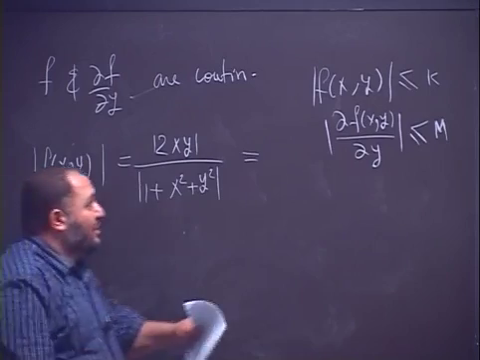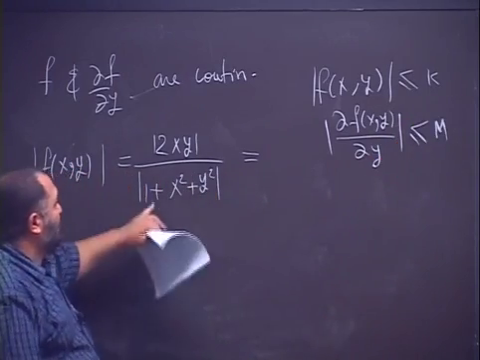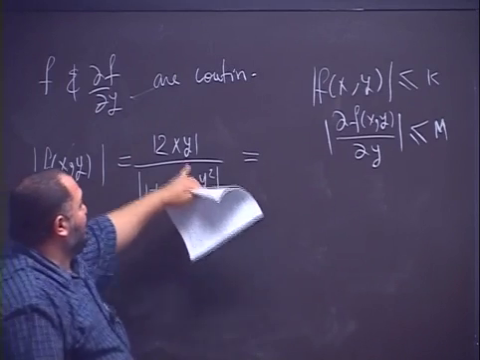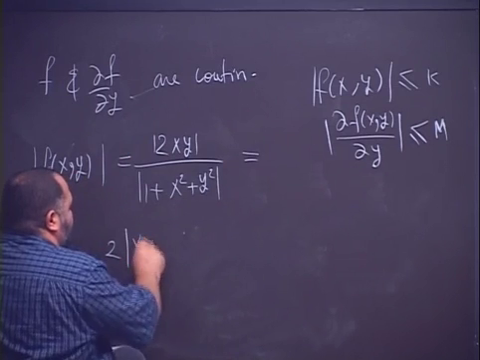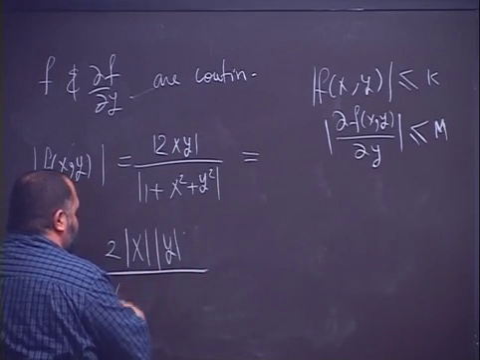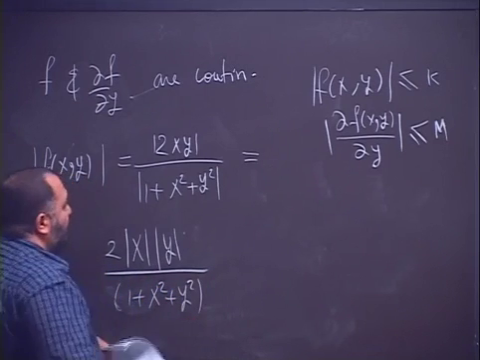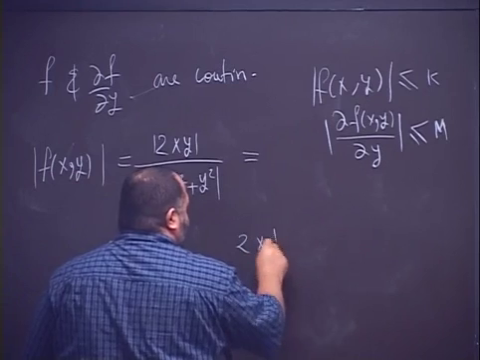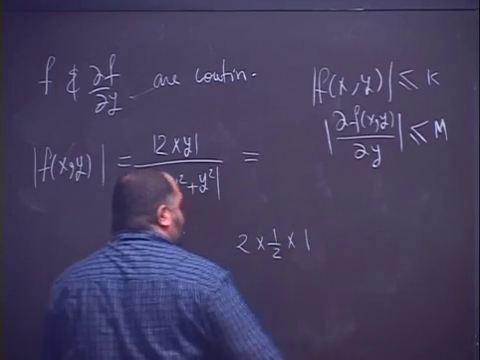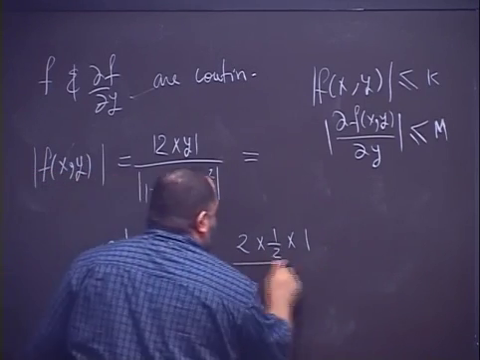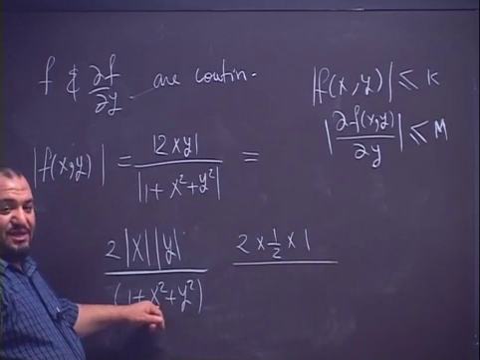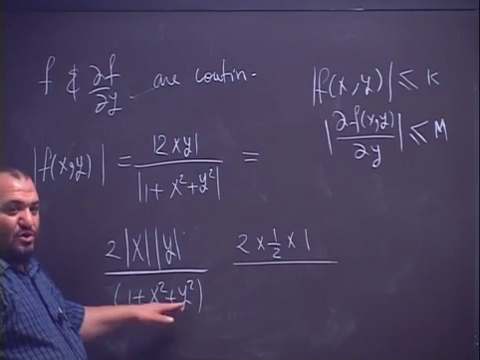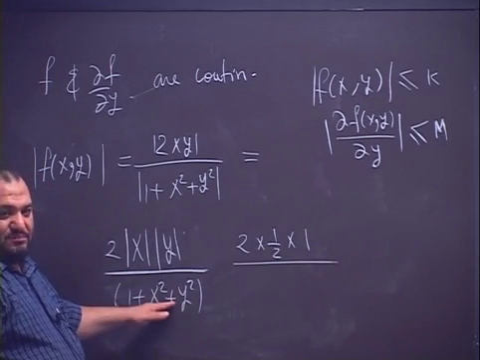Yes, guys? So if we want to calculate the upper value here for the slope, we want to maximize this. So maximizing, this is equal to 2 multiplied by the absolute value of y multiplied by the absolute value of x divided by 1 plus x squared plus y squared. If I want to maximize it, what's the maximum value for x? 1/2. So I will put 2 multiplied by 1/2. What's the maximum value for y? 1. Whenever you have x negative, you will square it and get a positive value. Whenever you have y negative, you will square it, you will get a positive value. So whether it is negative or positive, it will give you a value.